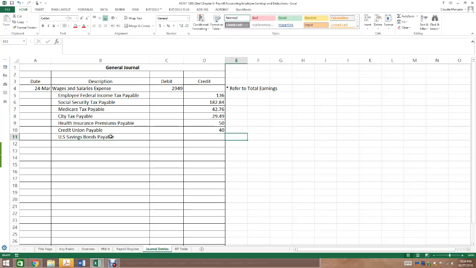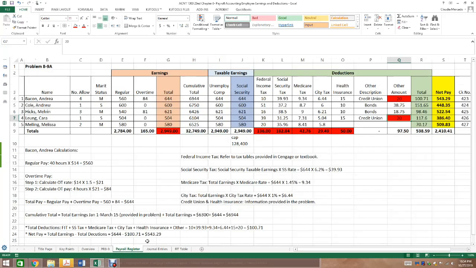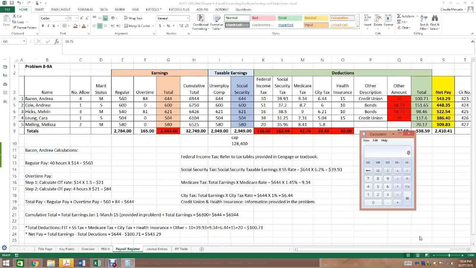Okay. I'm going to go and check what my savings bond is. I have $38.75 and $18.75. So let me get my calculator out because I don't know how to do the math in my head. $38.75 plus $18.75. That will be $57.50. Okay.